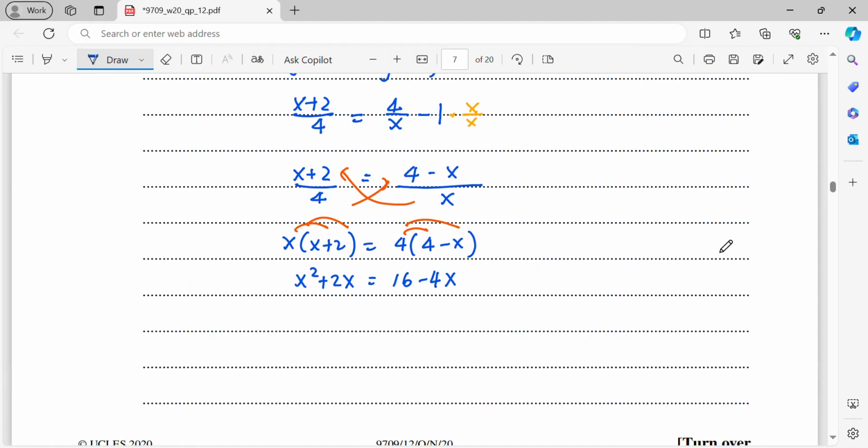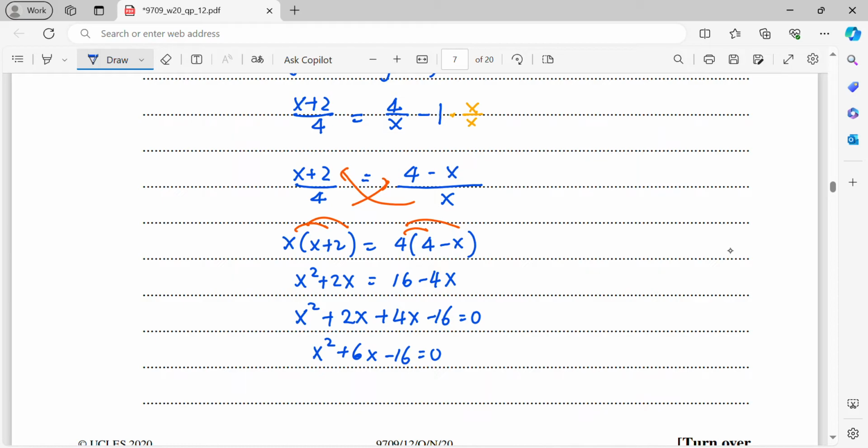Okay, and then now just move all the terms to the left side. I will get x squared plus 2x. The minus 4x moved to the other side becomes plus 4x. Then the 16 moved to the other side is minus 16, equals 0. And now simplify the second and third term. You will get x squared plus 6x minus 16 equals 0.